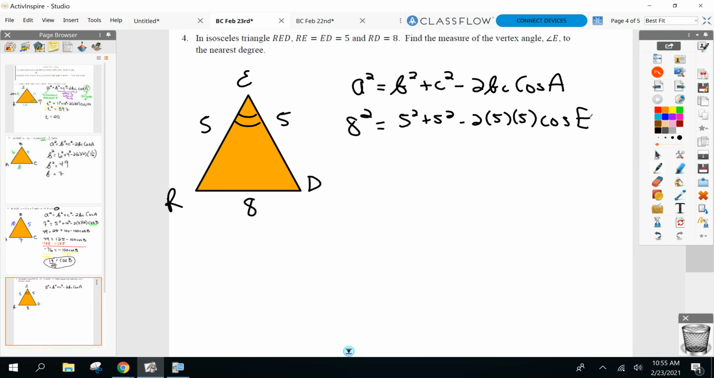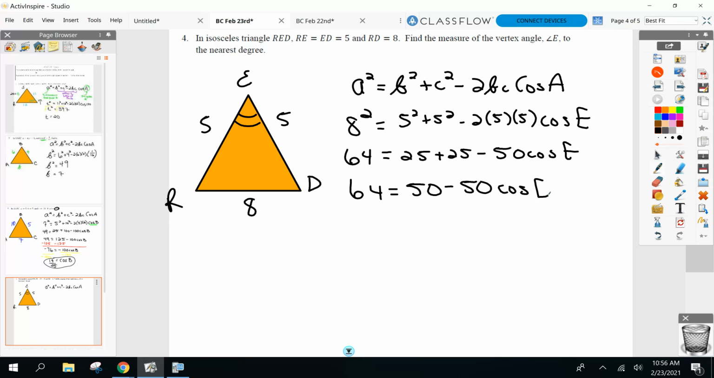All right, so let's get cosine E all by itself. I got 64, and you guys can go ahead and race ahead of me. That's fine. 25 plus 25 minus, what do I have there, 50? Cosine E. We just talked in the last problem. We're not able to combine all 3, but I can at least add up the 2 25s. 50 minus 50 cosine E.